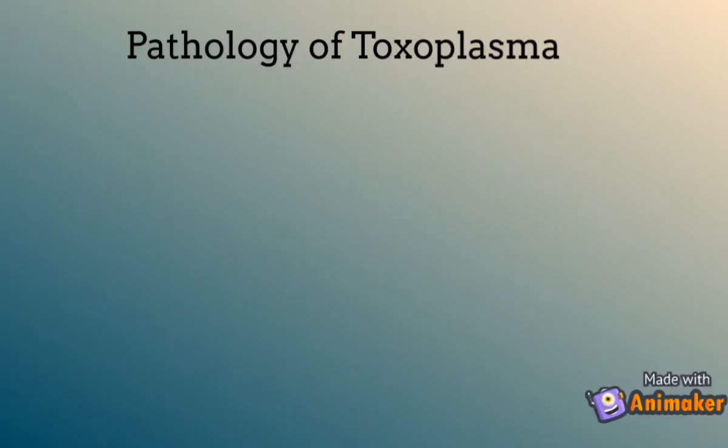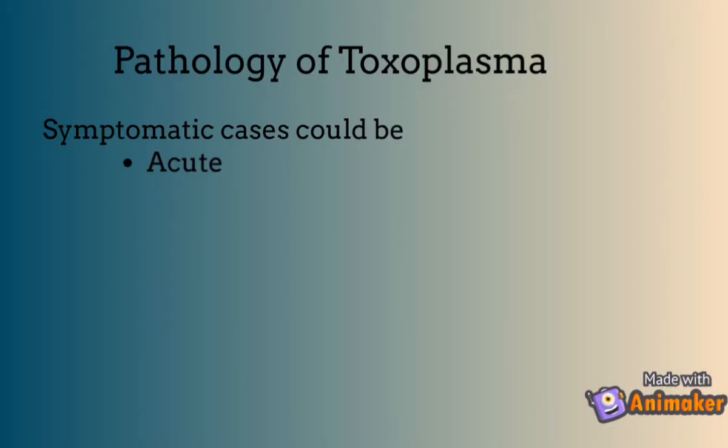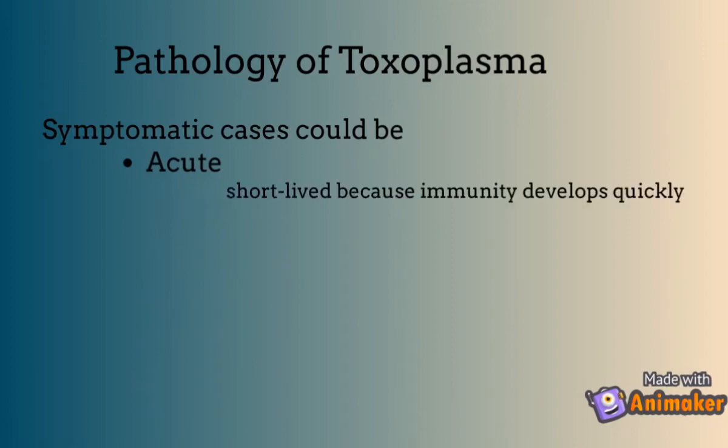Pathology of Toxoplasma. Toxoplasma infections are mostly asymptomatic, except in immunosuppressed patients where the immune system has been compromised through illnesses like AIDS. Symptomatic cases could be acute, subacute, chronic, or congenital. Acute infections occur when the immunity of the host builds up very quickly to stop tachyzoite multiplication, hence the illness is short-lived. Subacute is when the immunity of the host develops more slowly than in acute, but it still develops, so it's a bit longer than acute.